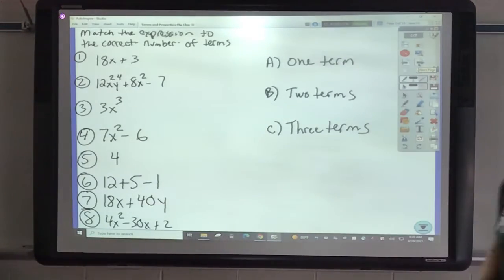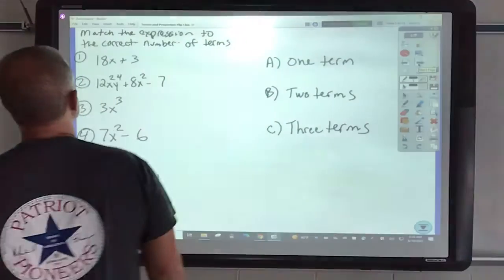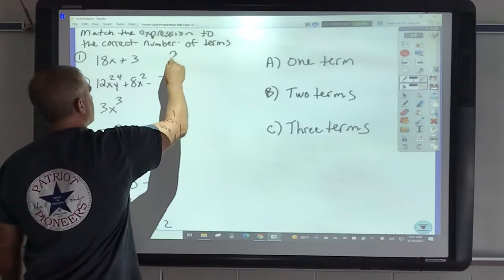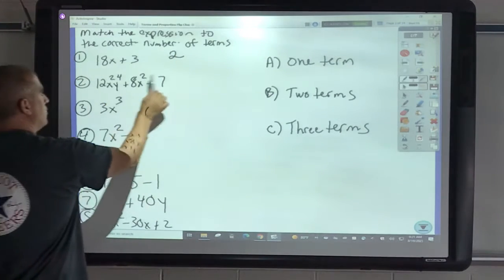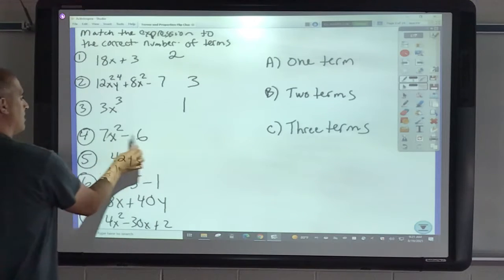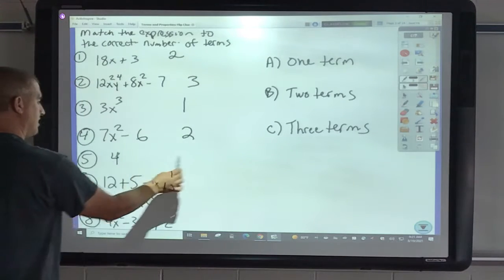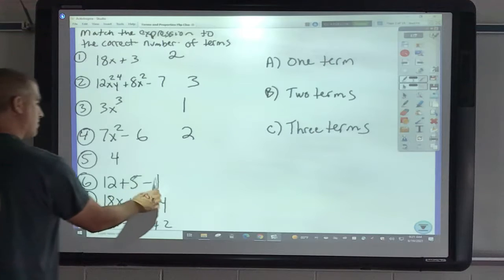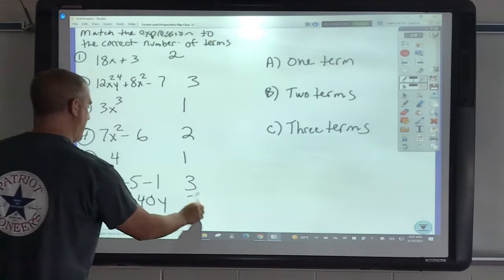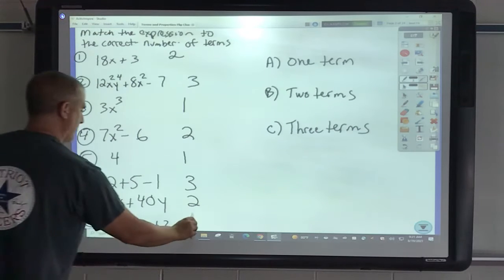So let's do this together. Match the expression to the correct number of terms. This would be two terms. This is 1, 2, 3 terms. This is just a singular one term. 1, 2, 2 terms. A singular number, 1. 1, 2, 3 terms. 1, 2 terms for that. And 1, 2, 3 terms for that.